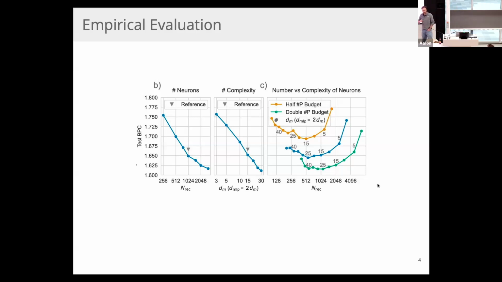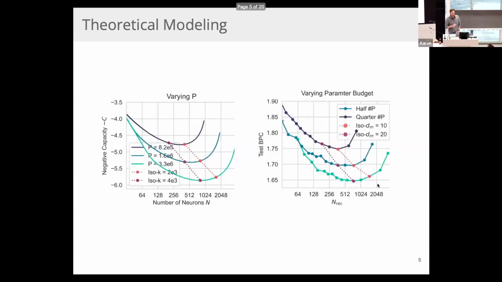The more budget you have, it's not just that you should make more neurons, you should make them also more complex, which is, I think, a pretty cool finding. This is the main finding. So it's not more or more complex, it's both. It's more and more complex, and it depends on your budget. I don't know what the time is, but I'm hurrying up.